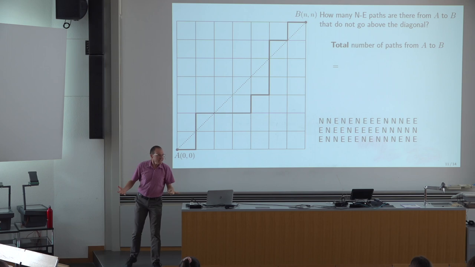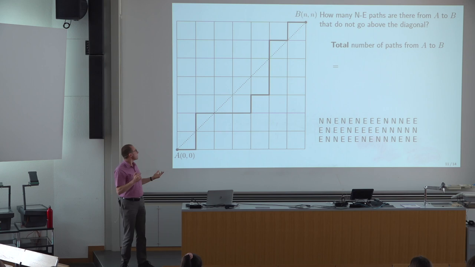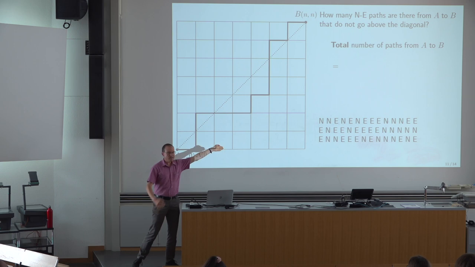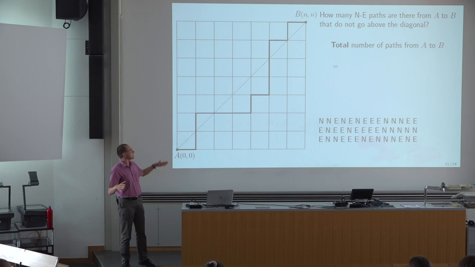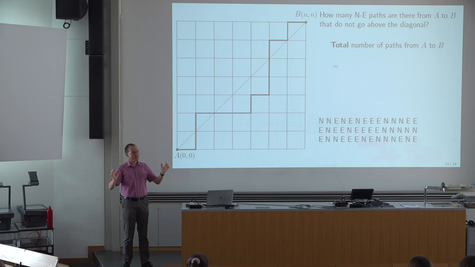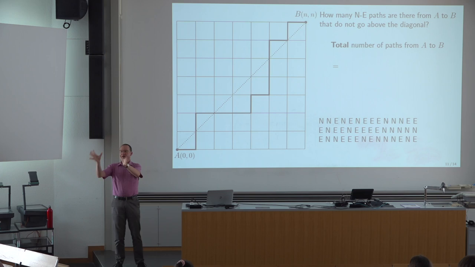7 times 7. No. It will not be 49. Let's think about what a path is. A path is encoded as a sequence with little n symbols capital N and as many symbols capital E. We have 14, or 2n, options. So you have to build a sequence of 2n symbols. Very good. From these 14, or 2n, symbols, n are going to be capital N's and the other n are going to be capital E's.